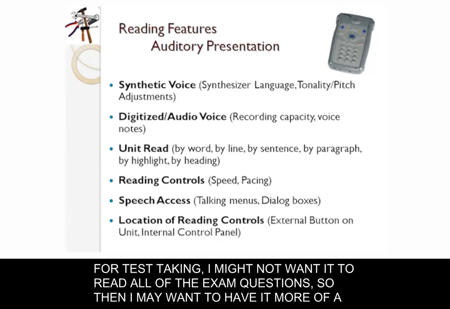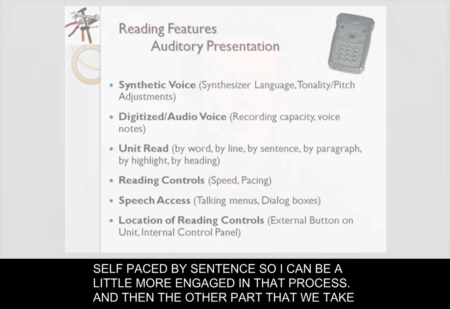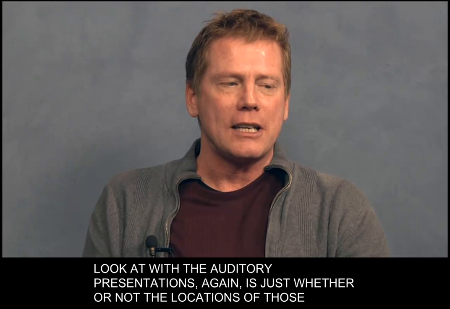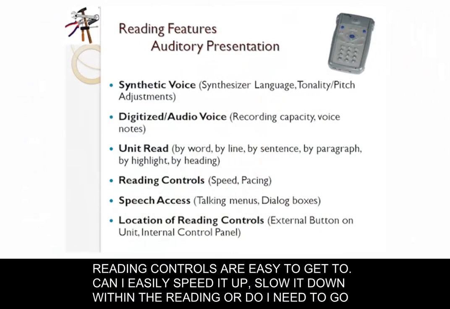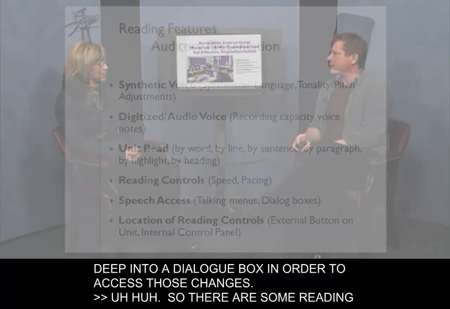So then I might want to have it more self-paced by sentence, so I can be a little bit more engaged in that process. And then the other part that we take a look at with the auditory presentations, again, is whether or not the locations of those reading controls are easy to get to. Can I easily speed it up or slow it down within the reading, or do I need to go deep into a dialog box in order to access those changes?